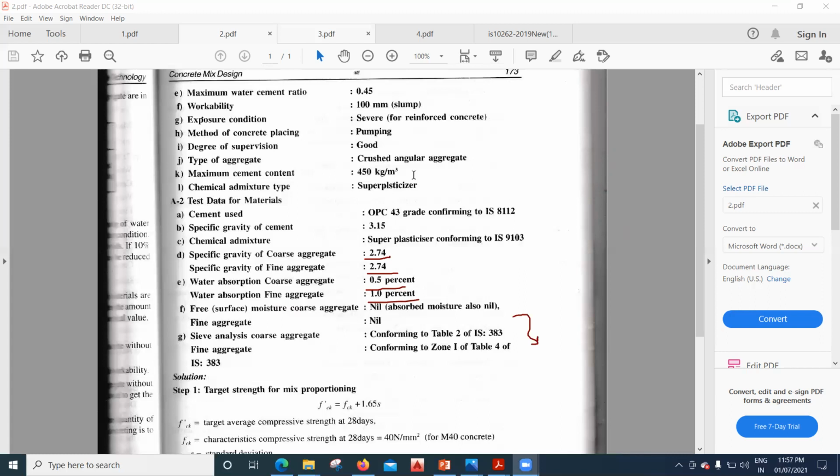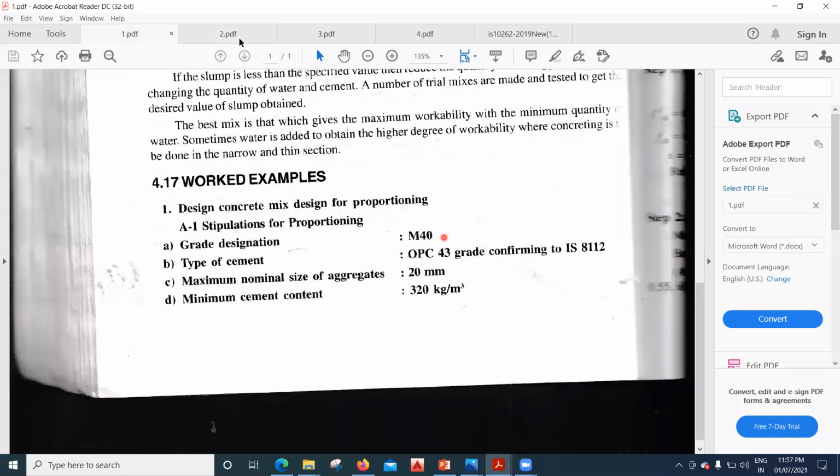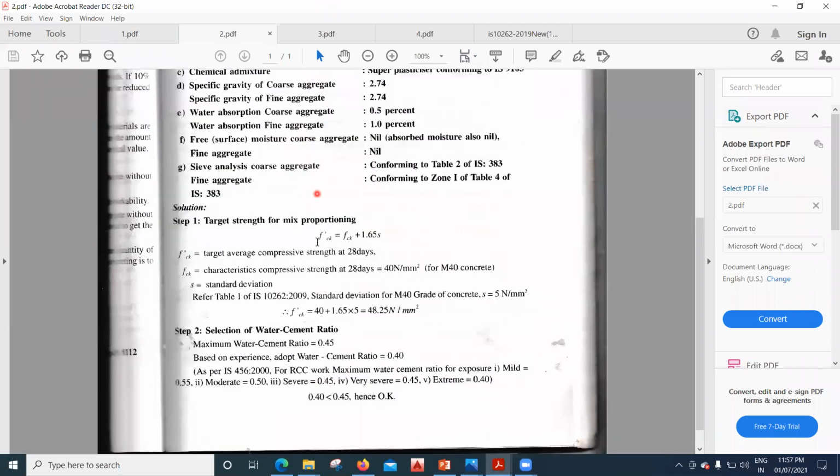Once these things are done, we start with the target mean strength. How much strength are we supposed to get? We are supposed to get 40, right? So this is my formula: f'ck will always be fck plus 1.65 into s. fck is given, 40 is the target strength, so put 40 here in the place of fck.